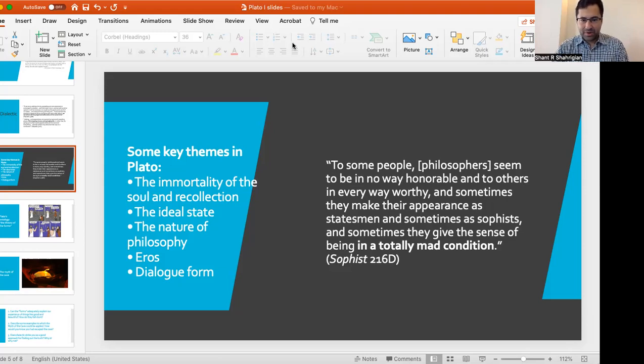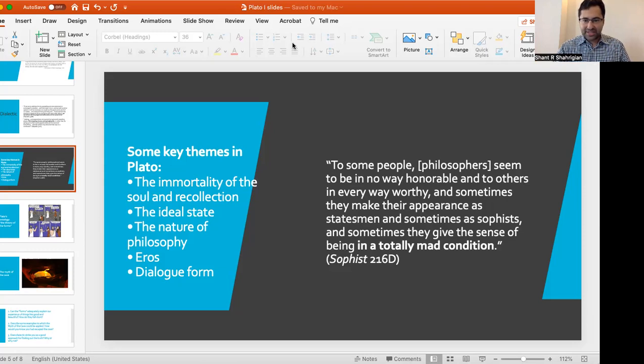I'll just quickly read the quote that's in larger font. This is from yet another Platonic dialogue called The Sophist. "To some people, philosophers seem to be in no way honorable and to others in every way worthy. And sometimes they make their appearance as statesmen and sometimes as sophists. And sometimes they give the sense of being in a totally mad condition." So a lot of different possibilities of what a philosopher is.